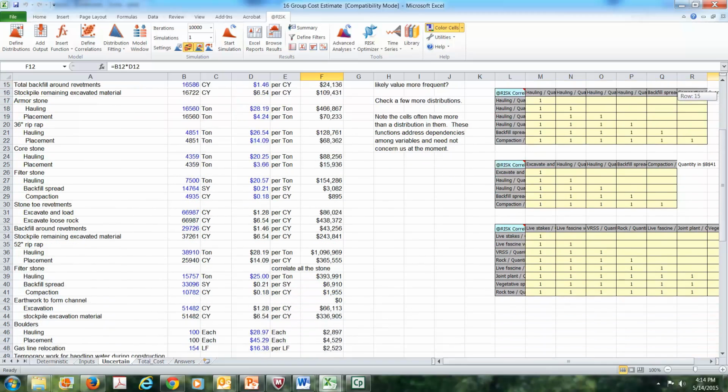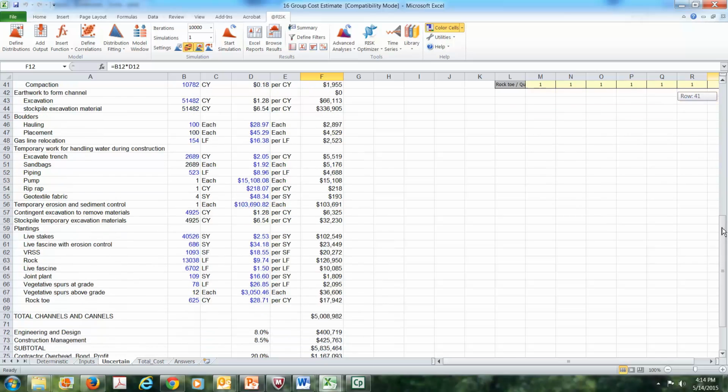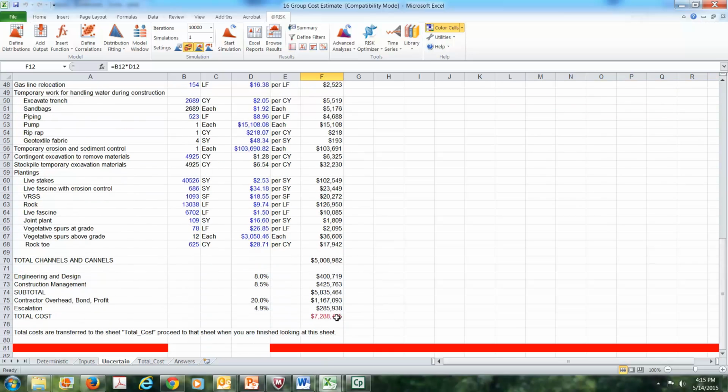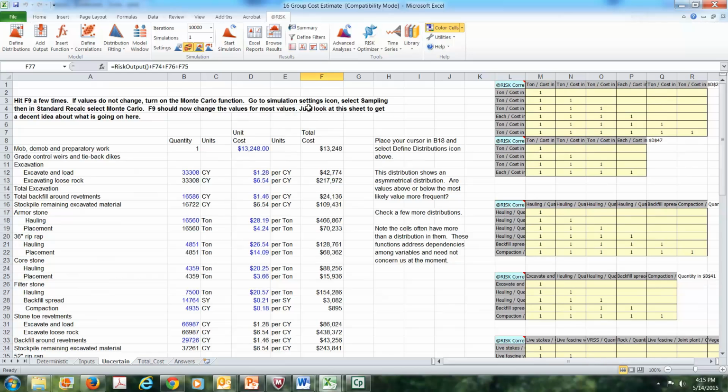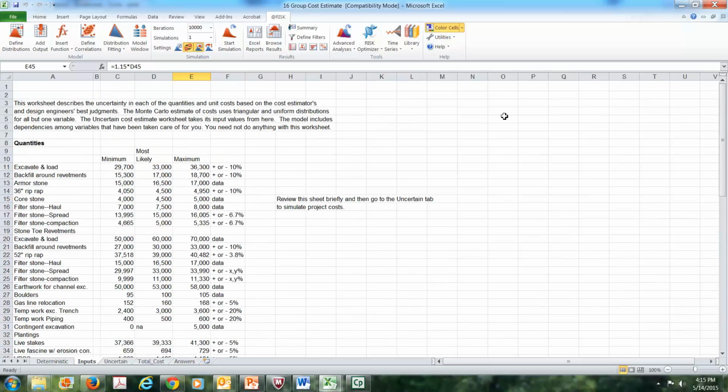And if we scroll on down, you can see the details of this project. And what we're interested in, of course, down here is this number, which is very precise, $7,288,495, and it is also very wrong. And the reason it's wrong is because we don't know exactly what the quantity that will be excavated and loaded is, and we don't know what it's going to cost. So how do we deal with that? We would deal with that in an honest way.